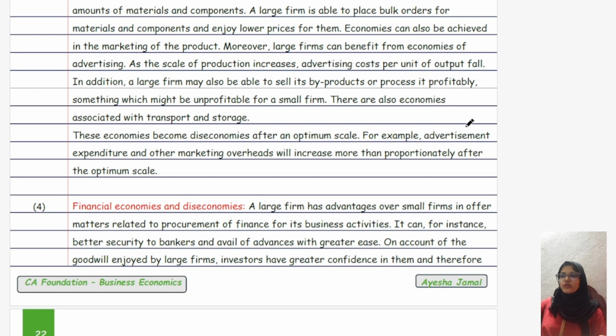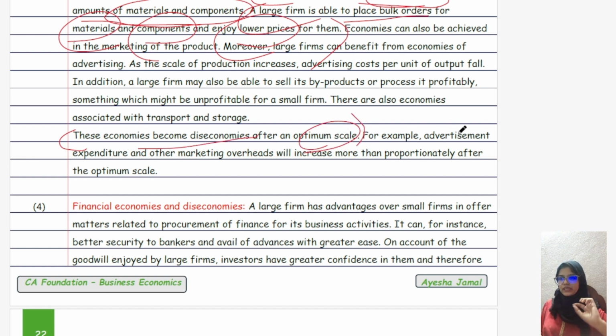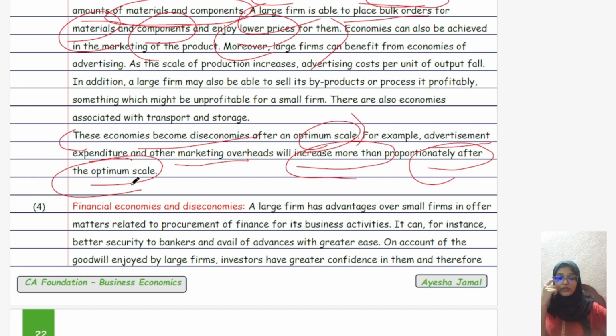Then you have commercial economics and diseconomics. What is that? Production of large volumes of goods requires large amounts of materials and components. Like when you're producing in large bulk quantity, you have so much raw material required. A large firm is able to place bulk orders for materials and components and enjoy lower prices for them. So what is the diseconomics for that? It is nothing but after an optimum scale, like up to a certain scale. For example, advertisement expenditure and other marketing overheads will increase more than proportionately after optimum scale, after a certain limit. Your advertising cost will increase.